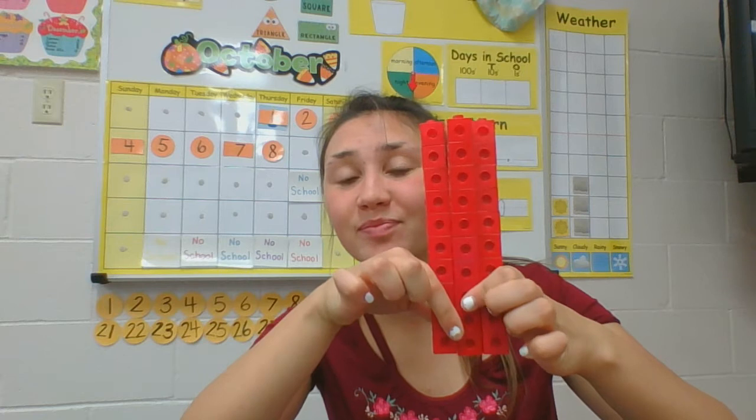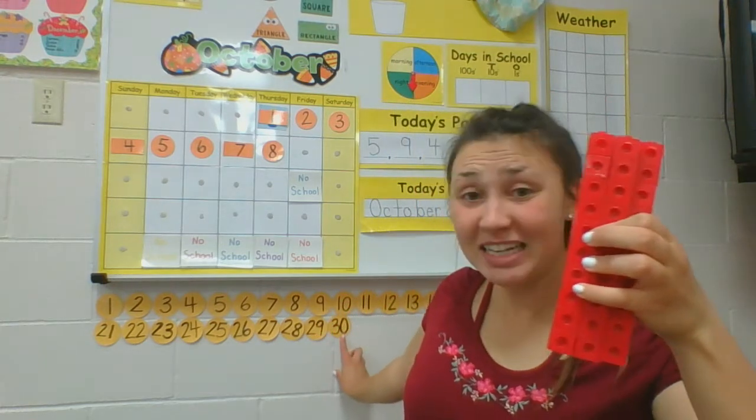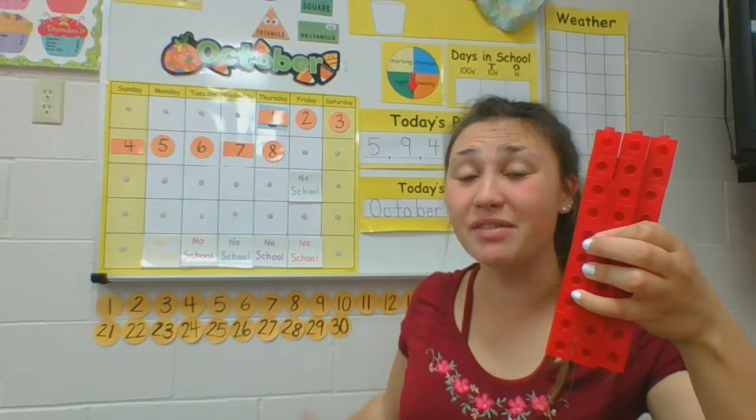Now, how many full groups of tens do we have? How many full groups of 10? Yeah, we have 3 complete nice groups of 10. And how many ones? 0 ones in 30, right? But 3 groups of 10.